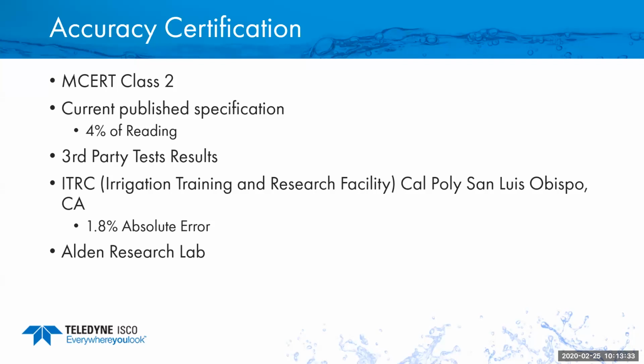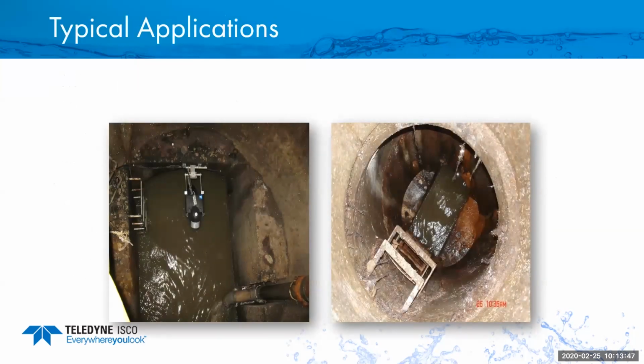We also did some testing on the East Coast, which is a place called Alden Research Lab, another very well-respected facility out on the East Coast. And they ran it in a 30-inch pipe, and they found it to be within about 2.5%, 2.7%. So we have, again, tons of data, field data tests, as well as lab data to support the accuracy of the laser. So some of the typical applications.